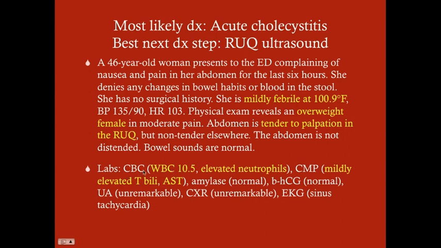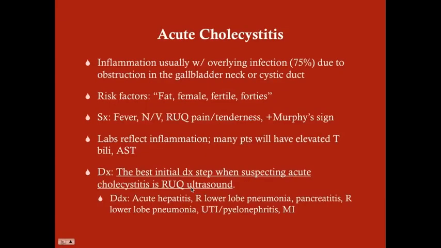Okay, and then with her CBC, as I already mentioned, her white count is elevated with neutrophils, so that suggests an infectious process, a bacterial process. And then mildly elevated T-bili and AST. Okay, so this is acute cholecystitis, and of course your next best step is going to be a right upper quadrant ultrasound. But what is acute cholecystitis?